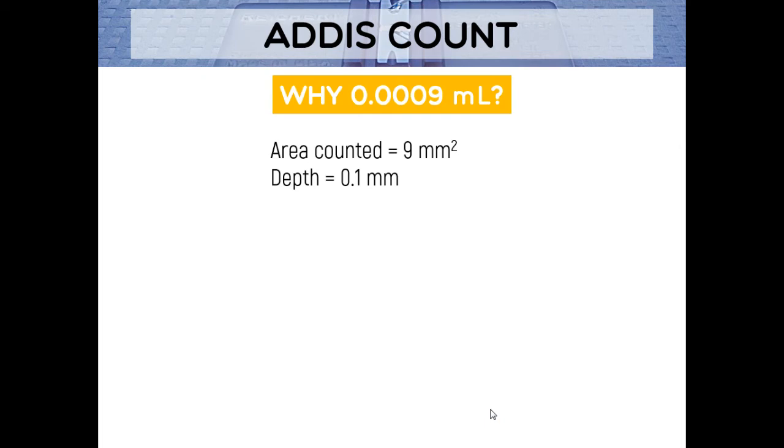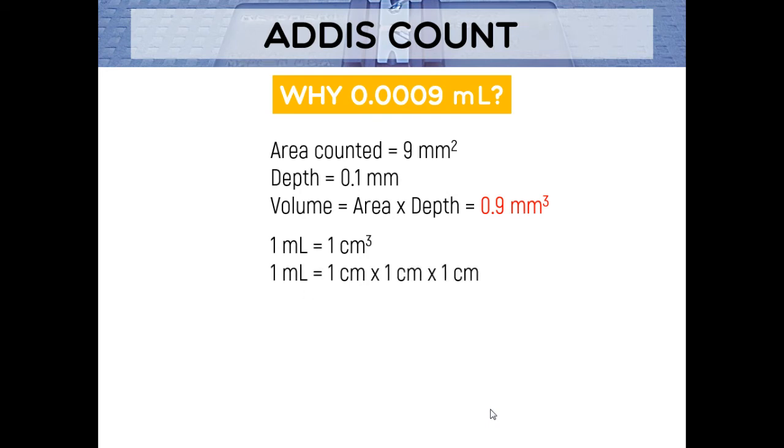Now, for the volume, we calculate by multiplying the area and depth, and we arrive at 0.9 millimeter cube. Now, we need ml. So we convert millimeter cube to ml. Please take note, 1 ml is equal to 1 cm cube. The cc, cubic centimeter, or cm cube, is equivalent to ml. Now, what we need is millimeter cube. Therefore, 1 cm is equal to 10 millimeters. So we multiply 10 millimeter 3 times by itself to arrive at millimeter cube. Therefore, 1 ml is equal to 1,000 millimeter cube.